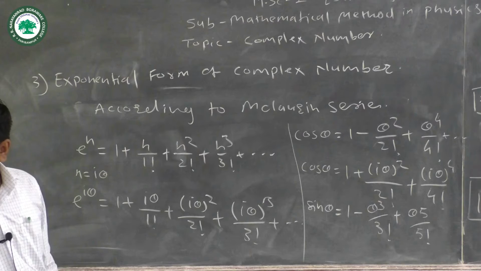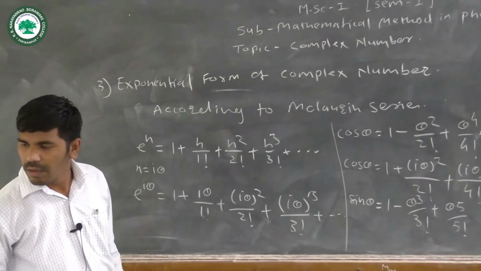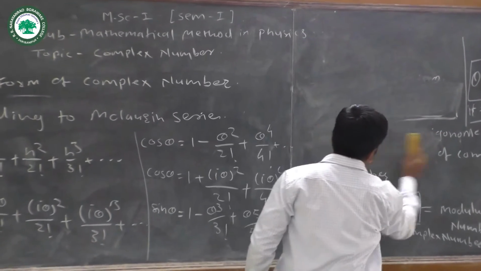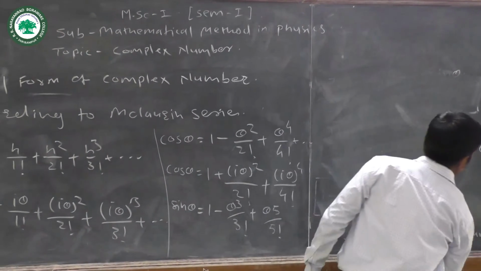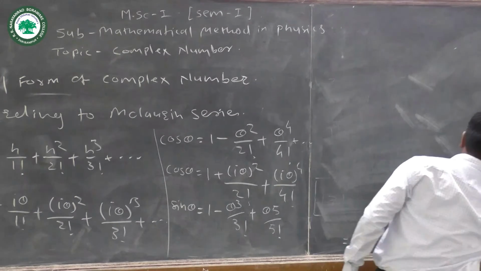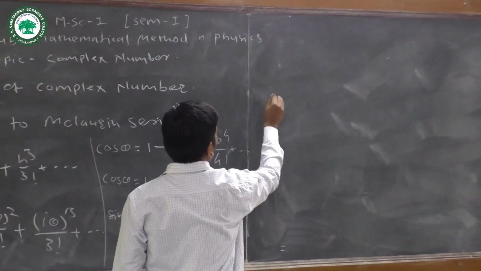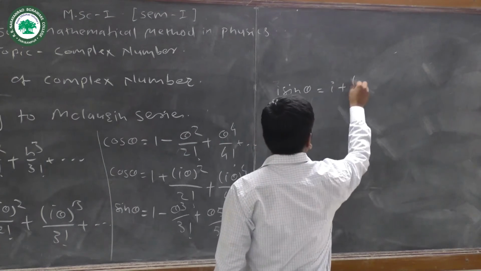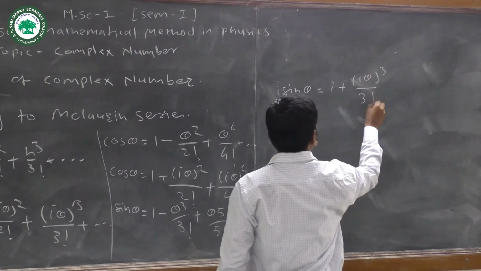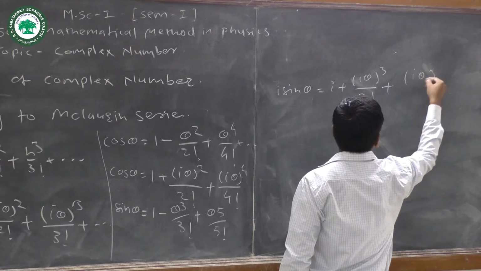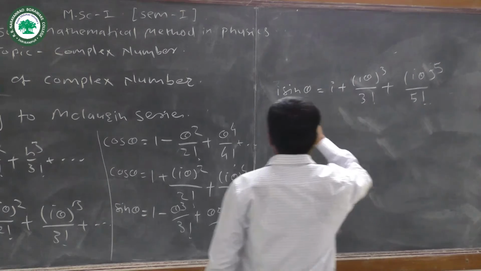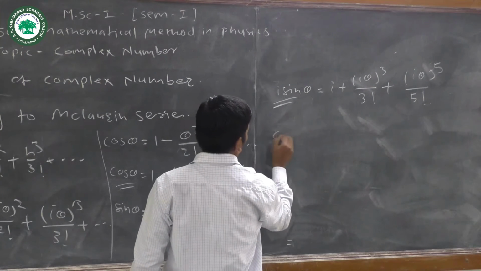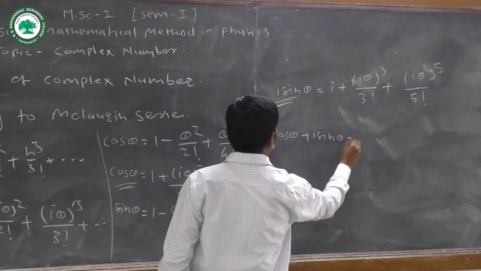Let me check the first series. If we multiply i with sin theta, then what we get is i theta minus i theta cube by 3 factorial plus i into theta power 5 by 5 factorial. So this i into sin theta and this cos theta, if we add, then we get cos theta plus i sin theta, equal to this series.